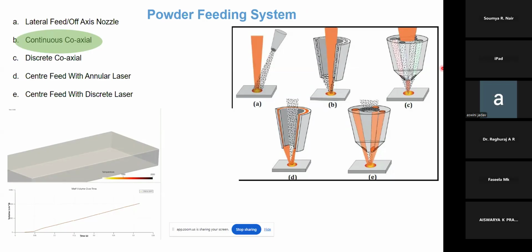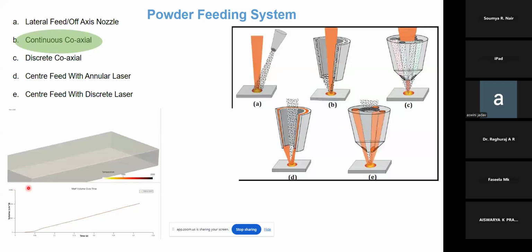Third one is discrete coaxial, where at the center the laser will be there, and along the annular area, the powder will be passed discretely towards the substrate. Fourth one is center feed. So at the center, the powder will be fed, and through the annular area, the laser will be passed. And the last one is, at the center again the powder will be fed, and in the annular area, discrete lasers are placed, and they will melt the substrate simultaneously with the feedstock material.